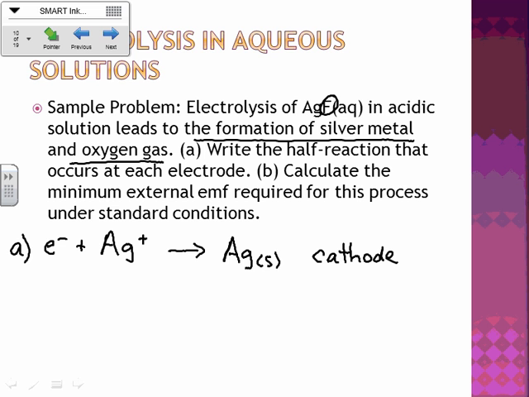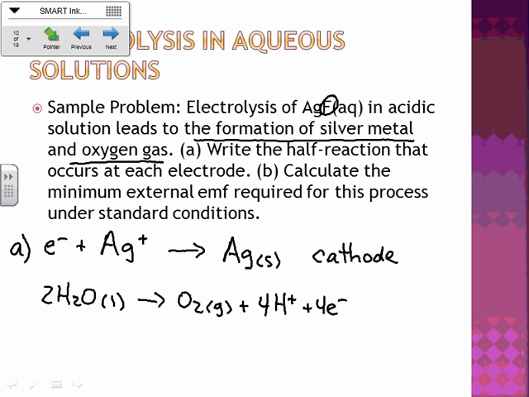Okay? And then the other thing that gets produced is oxygen gas. Okay? So that reaction would be the 2H2O yielding, and again, this is on your chart, so that's how you would know how to write this half reaction. Yields O2 gas plus 4H plus 4 electrons, okay?